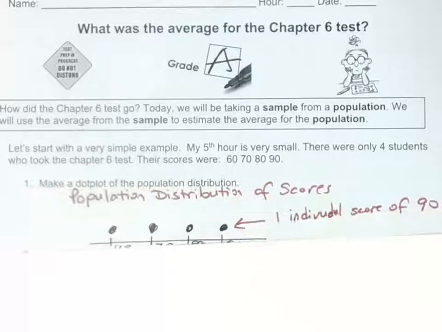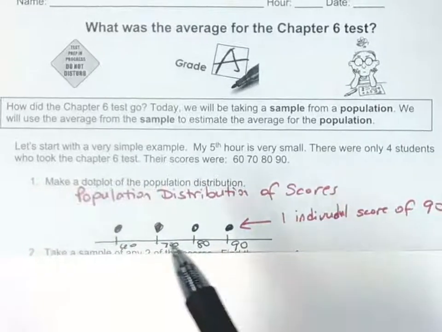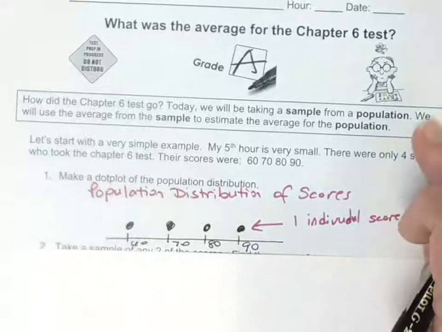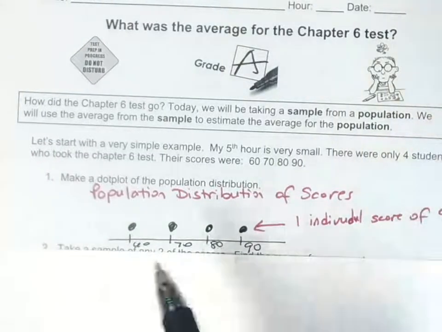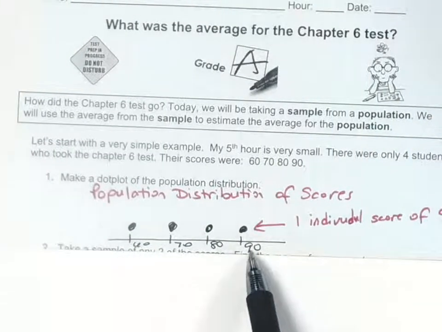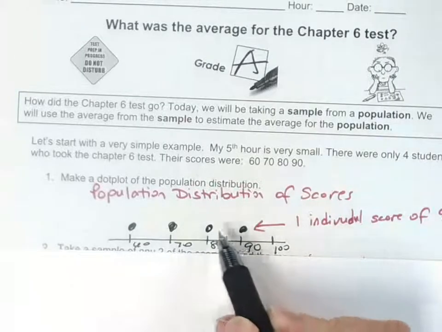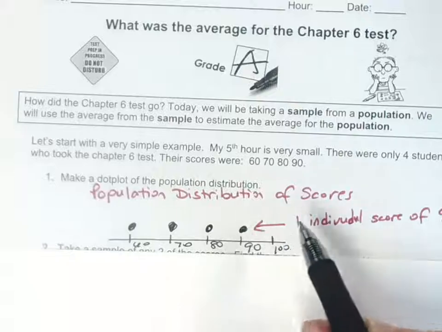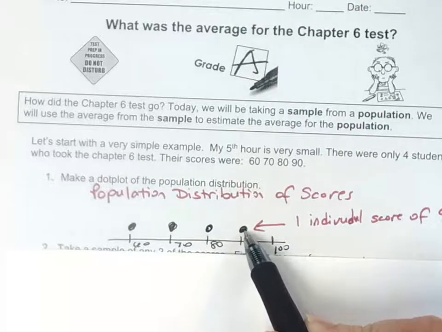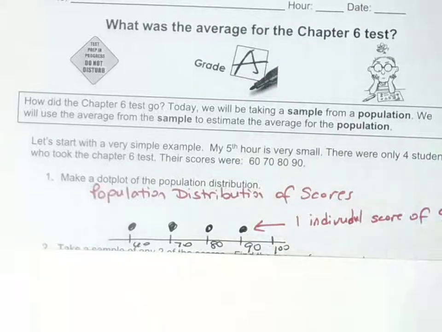So here's the first thing we do with our dot plot: I give it a title, population distribution of scores, 60, 70, 80, and 90. I suppose I could put 100 on here too. And I'm going to put a single dot to represent each individual score. So this is one individual score of a 90. Okay?